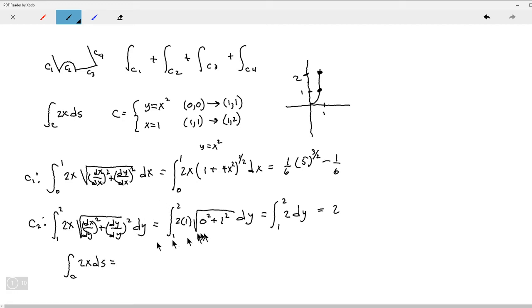So it's going to be 1/6 times 5 to the 3/2 minus 1/6 plus 2, and you can simplify that down. Line integrals with respect to x and y: we can replace the ds essentially with either x prime of t or y prime of t dt.